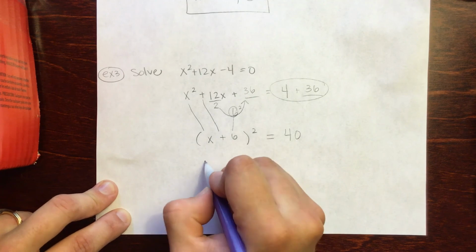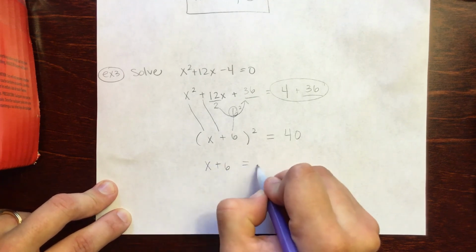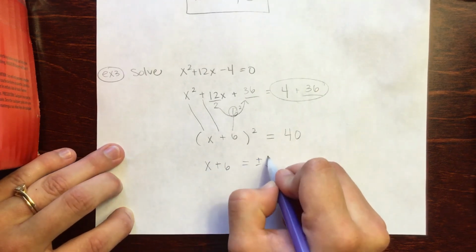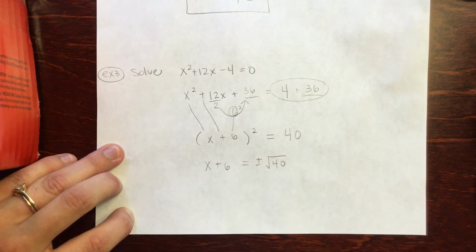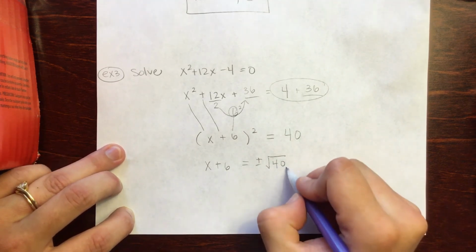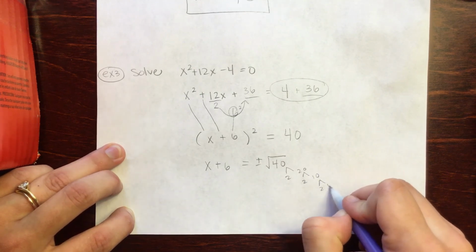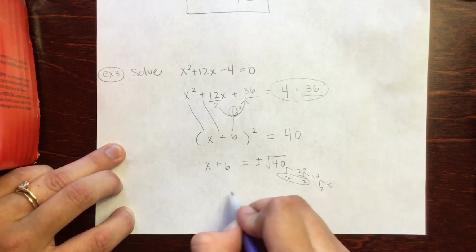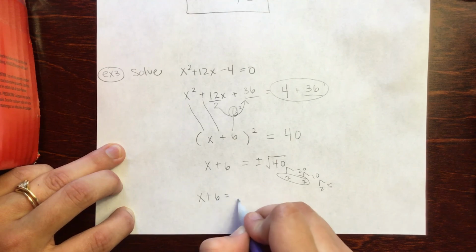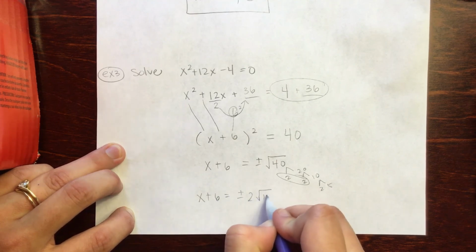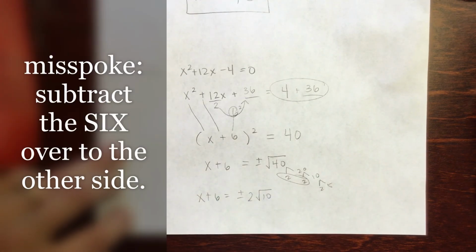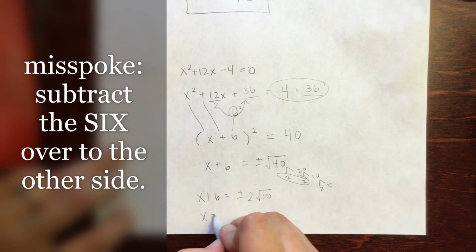So take the square root of both sides. Don't forget your plus or minus. Simplify your square root if you can. In this case, I can pull out a pair of 2's. And now subtract your 6 over to the other side.